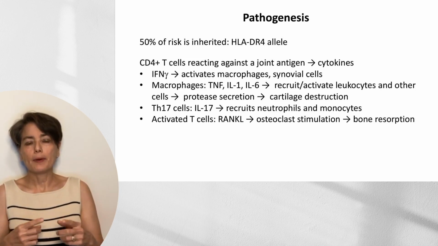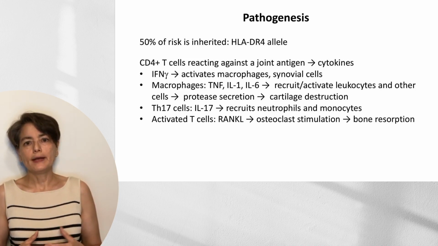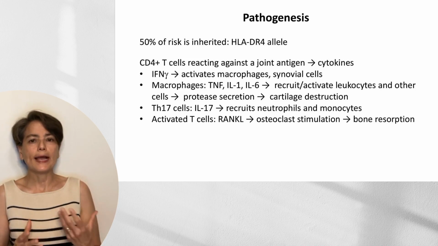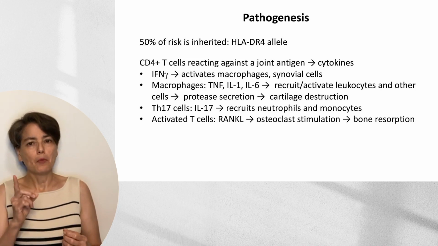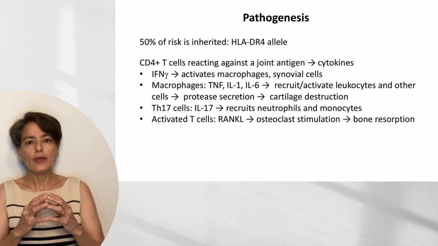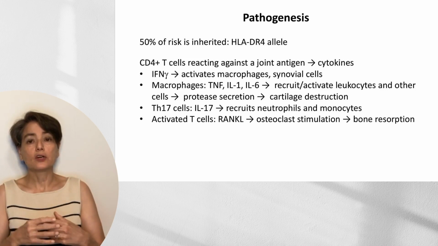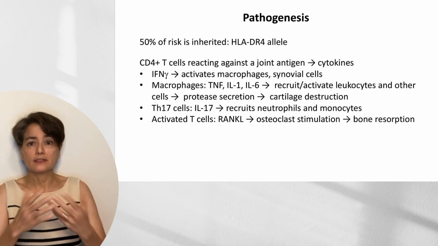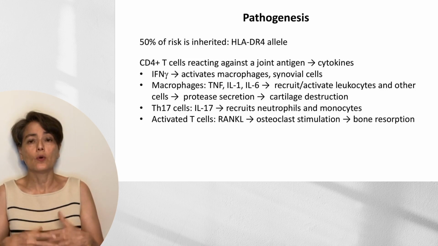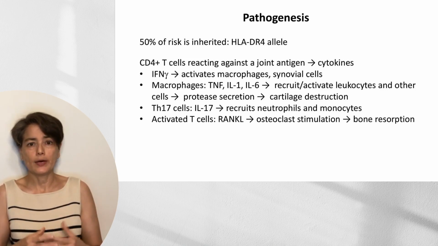And I'll talk about where we think that comes in a moment. So what we see in rheumatoid arthritis is CD4 positive T cells are reacting against a joint antigen. More on that on the next slide. When they are having this response, they're going to do what they do best, secrete cytokines. And the cytokines are going to incite this inflammatory cascade.